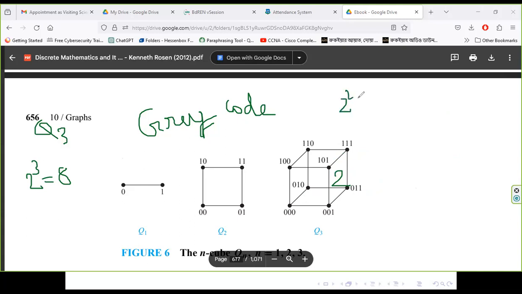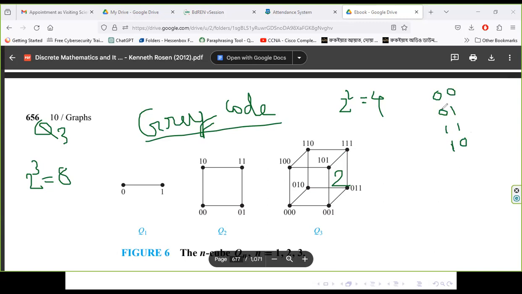2 square, how many outputs will come? 4. So number of bits are 2, so it will be 0 0, 0 1, then 1 0, 1 0. Sir, 1 0 আগে হবে না? না, this is the gray code, because at a time 2 bits cannot be changed, only 1 bit will be changed.